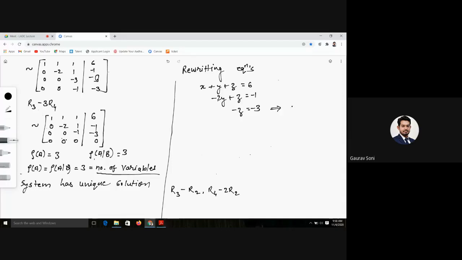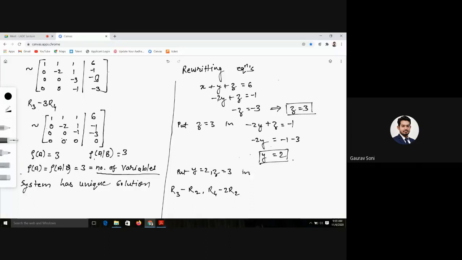So from the third equation, z is equal to 3. Put z is equal to 3 in minus 2y plus z is equal to -1. So we will have minus 2y is equal to -1 -3, which is -4. The minus will cancel out, so y is equal to 2. Put y is equal to 2, z is equal to 3 in x plus y plus z is equal to 6. So the value of x is equal to 1.